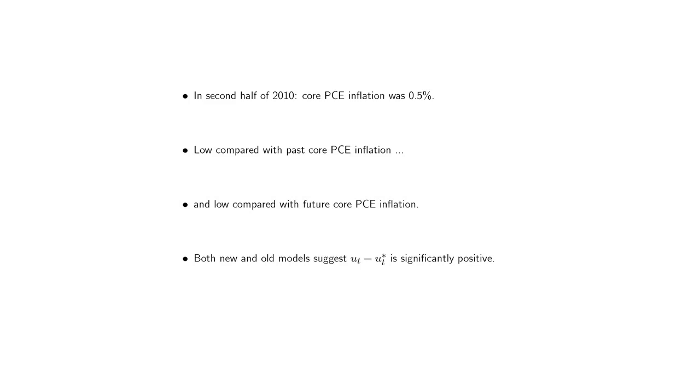It's low compared to the previous observations of core PCE inflation. And it's low compared to future core PCE inflation, which is expected to be in the low ones during 2011. So both new and old models suggest that the gap between the unemployment rate and the natural rate is significantly positive. So here what we're doing is going to inflation, trying to infer the state of demand from inflation, and then using that to figure out something about the gap between unemployment and the natural rate of unemployment.